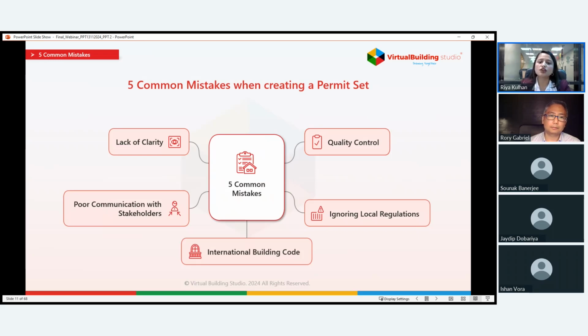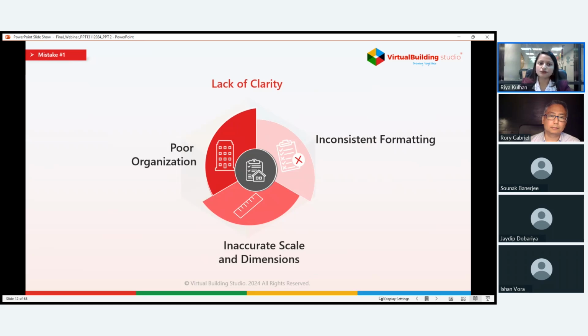So let's take a look at the common mistakes that can undermine the permit set and how you can avoid them. The first mistake is lack of clarity. I'll start with inconsistent formatting. Now this might seem a small thing, but inconsistent formatting can create confusion for anyone reviewing those documents. Whether it is the AHJ or a contractor on site, when different sections of your drawings or documents use varying fonts or line weights or labeling conventions, it forces the reader to stop and figure out what they are looking at. And that's not what we want.